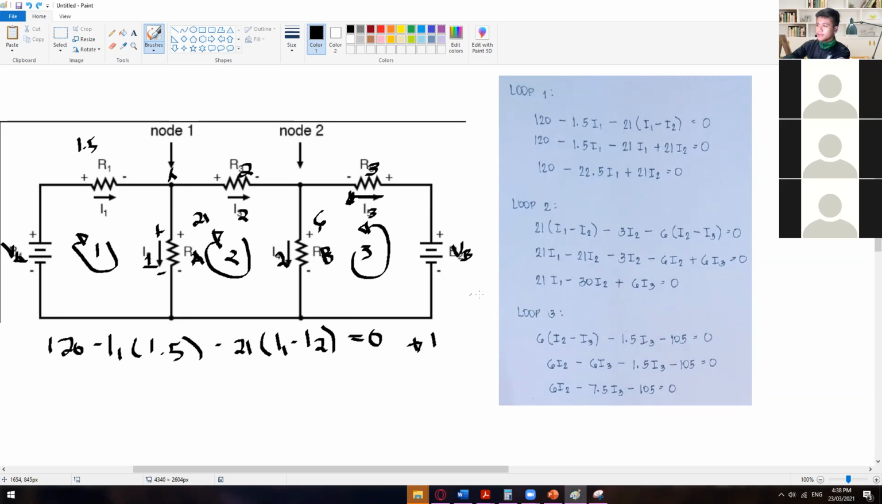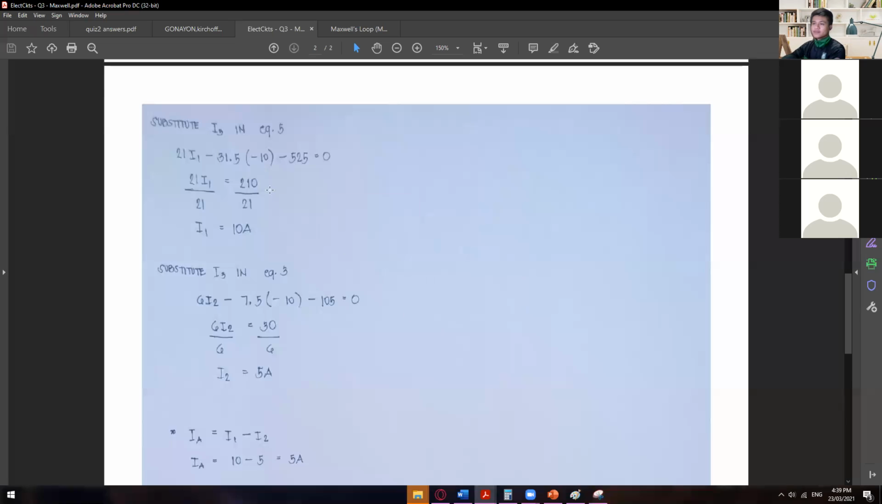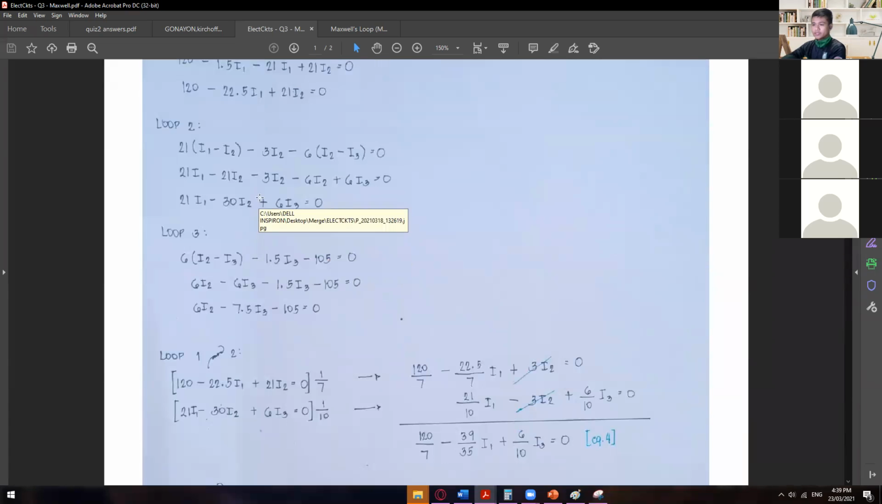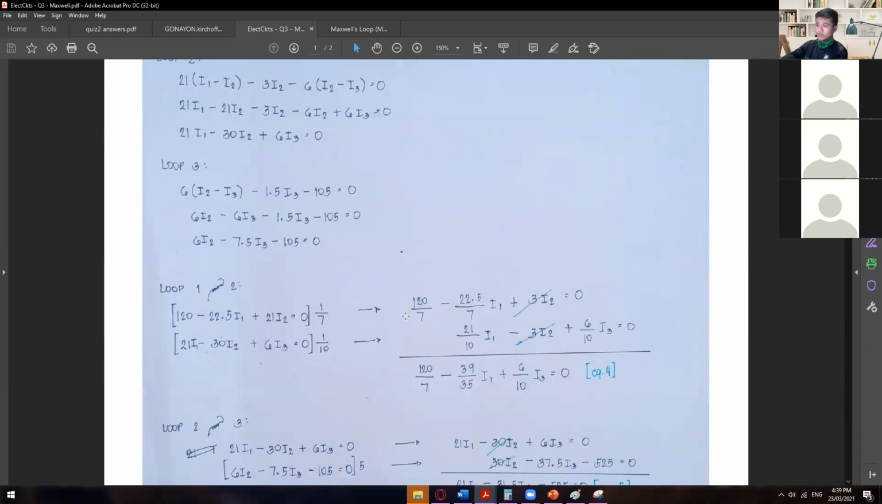So, I will leave the verification part to you guys since nandito naman na. The same process lang siya ng loop number 1, so you can also apply that one on loop number 2. So positive 21 I1 minus I2, etc., etc. All right, so once you already have the three equations, you can perform this one.